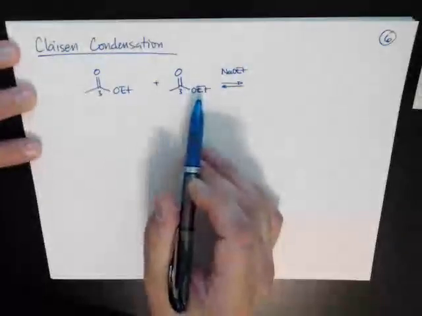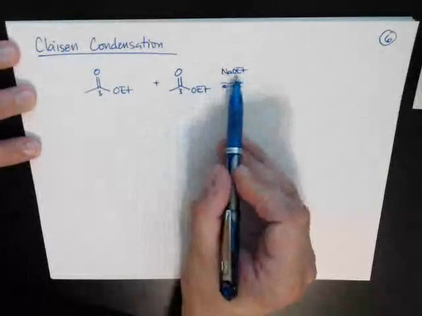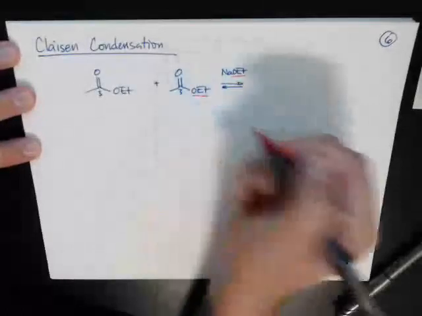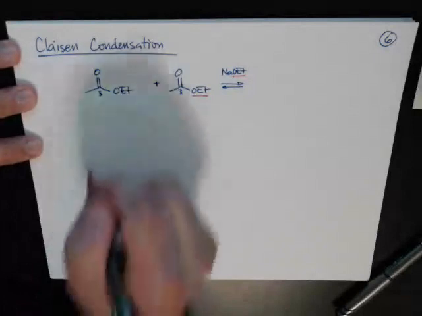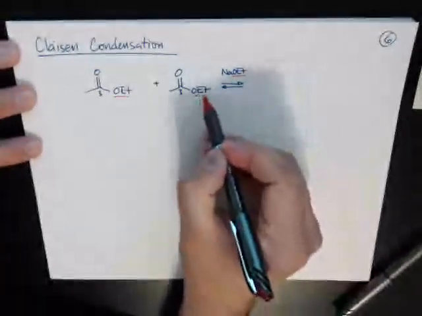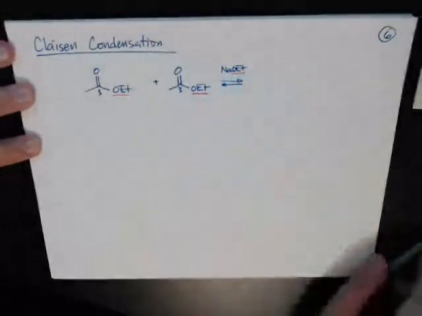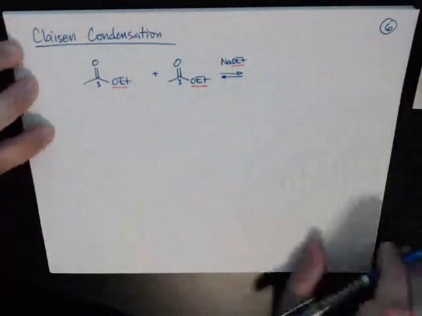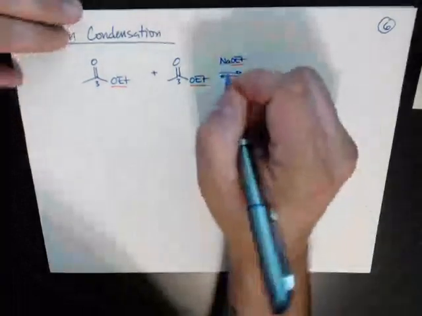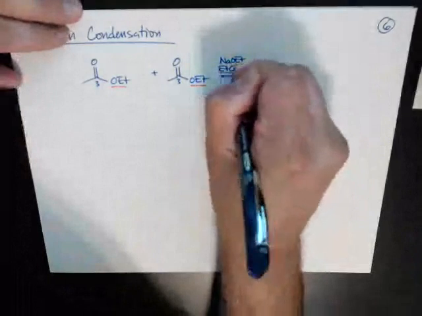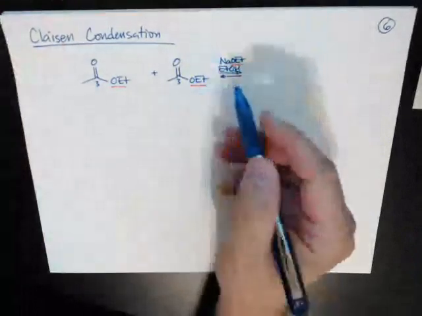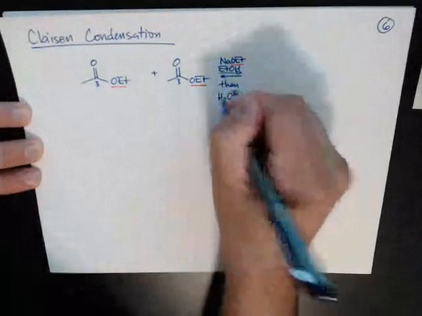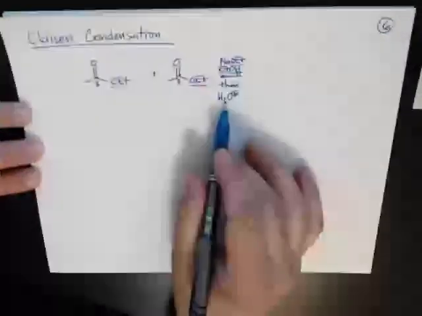One thing I want to point out, the base that we use, see this base here, ethoxide, that base has to match the alcohol portion of the ester. So whatever this alcohol portion is, that base has to match it. I'll explain more why that is on Wednesday. So you run these in the presence of the matching alcohol, so sodium ethoxide and ethanol. Then at the end, you have to do an acidic workup, and we'll talk about why that's important as well.